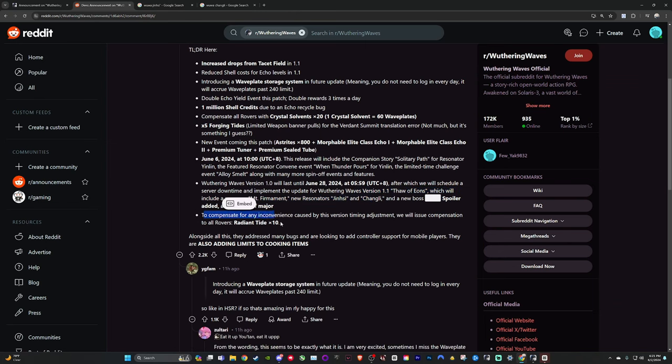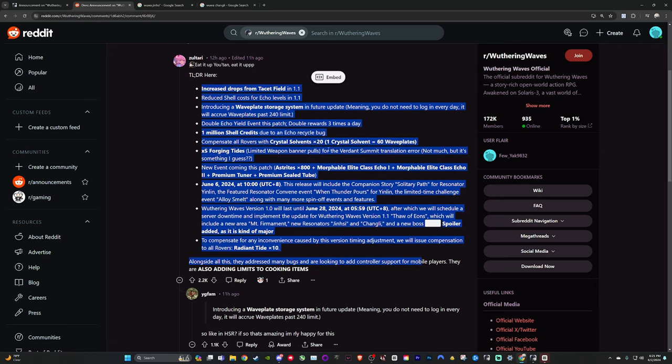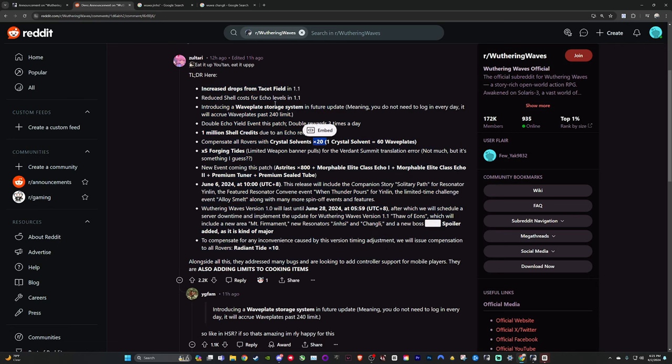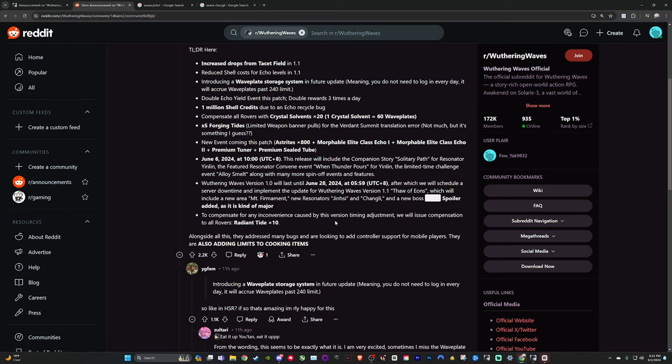Also, to compensate for any inconvenience caused by this version timing adjustment, we will issue compensation to all rovers. We're getting 10 summons on the limited time banner. So not only are we getting all of this, which also includes 20 Crystal Solvent, 5 Forging Tides, morphable elite class echoes times 2 with premium tuners, premium seal tubes, and 800 Astrites. With the Waveplay storage system, which is going to come soon, we're also going to get 10 pulls for these two characters, I'm guessing. Or you can use them on Yinlin, whichever one you want to do. But we're getting a lot.